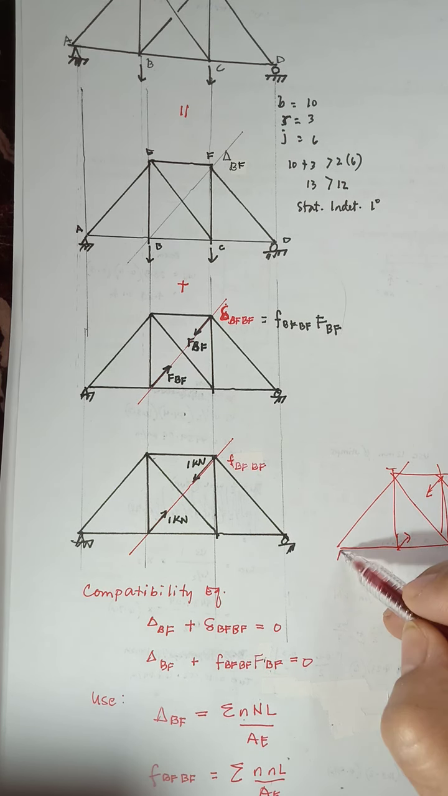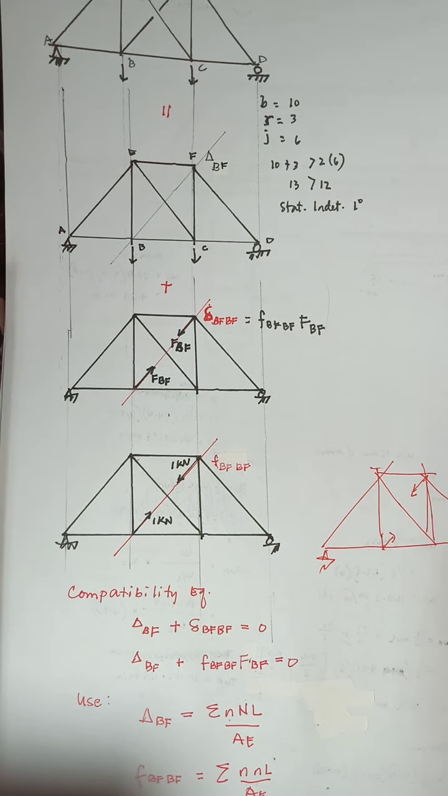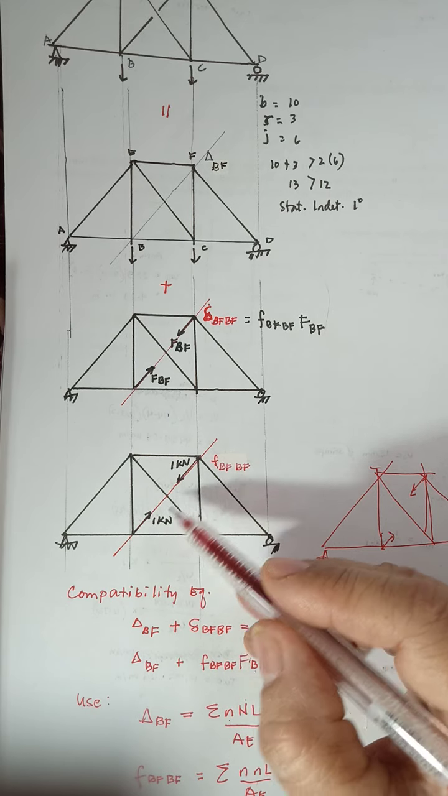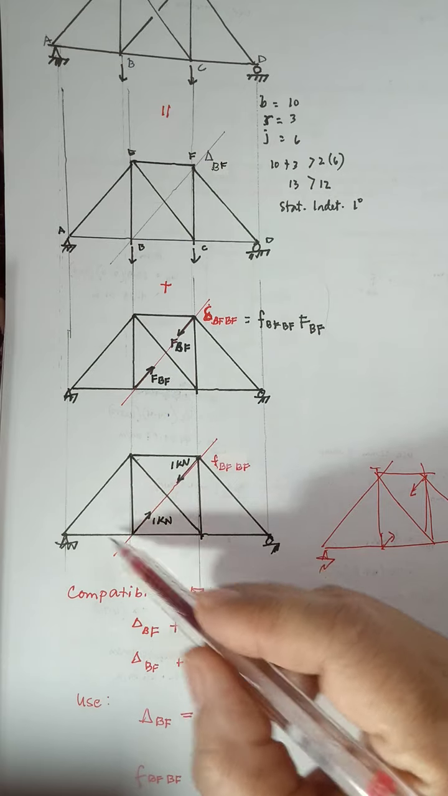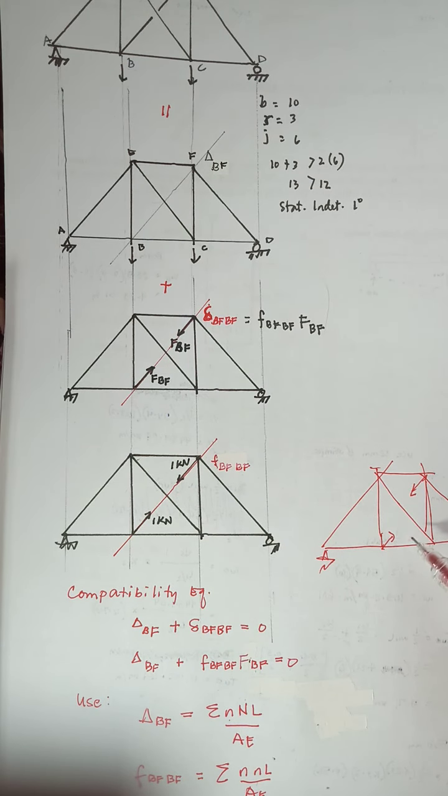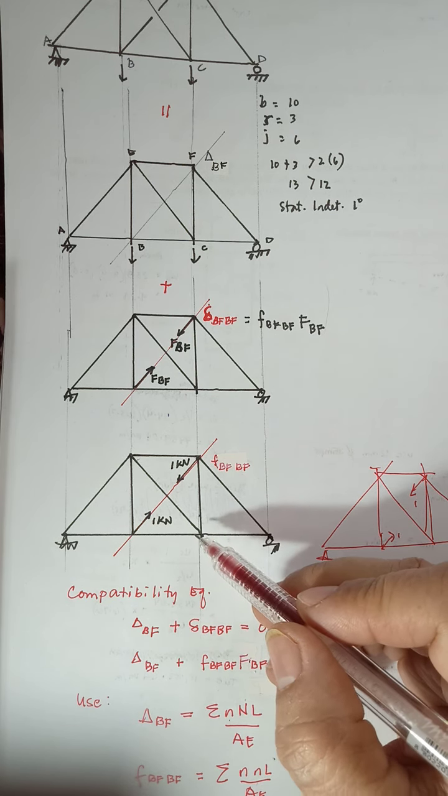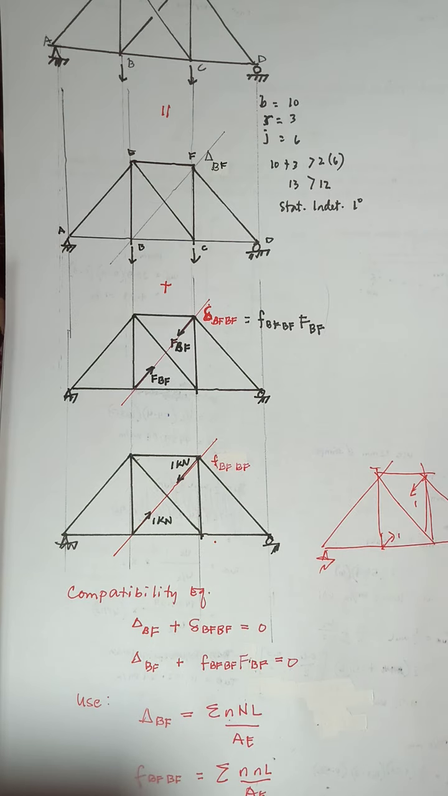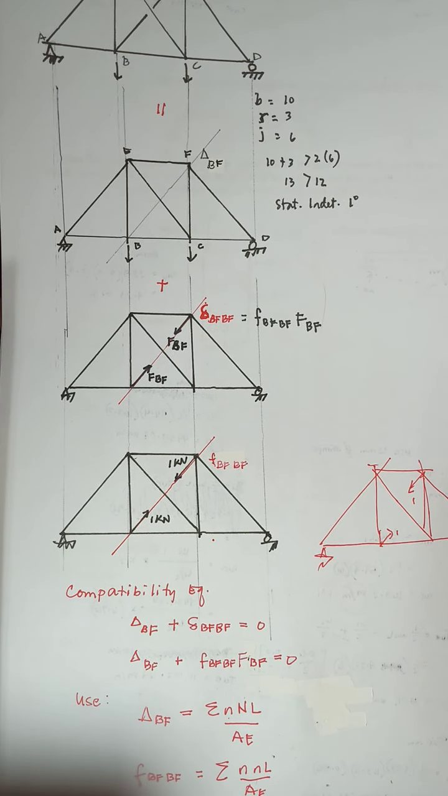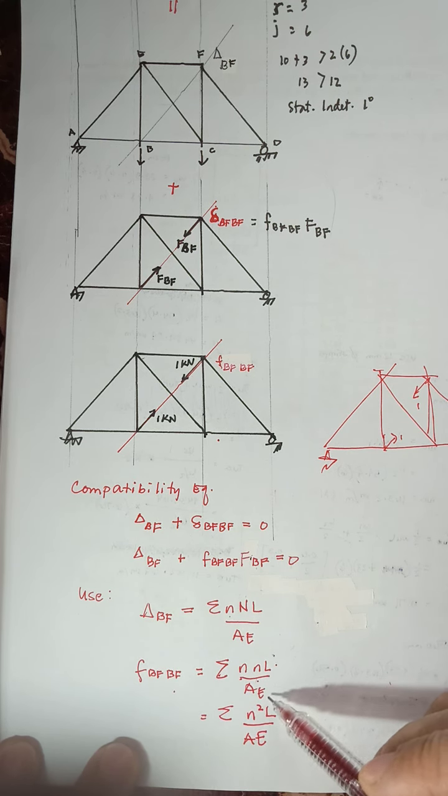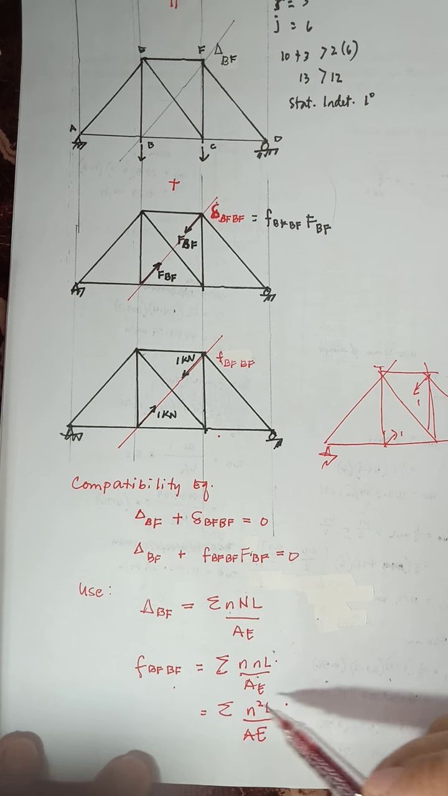So what you solve for is the displacement due to the pair of this loading. Now this displacement is your real load, so you apply another pair of unit load. That would be your bar forces of a pair of unit load. So your flexibility coefficient will now become the summation of n n L over AE, or n squared L over AE.